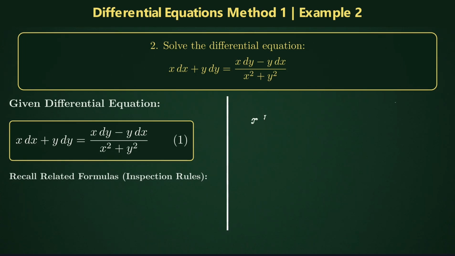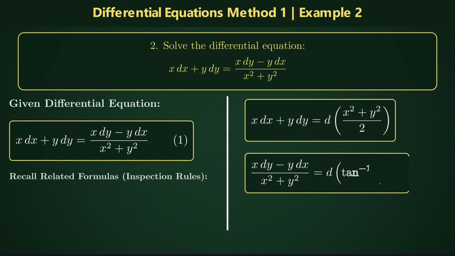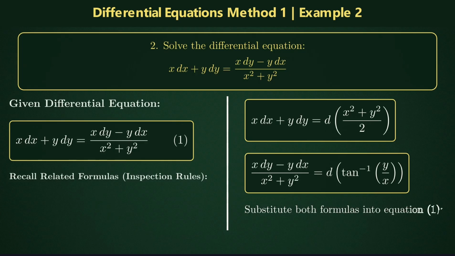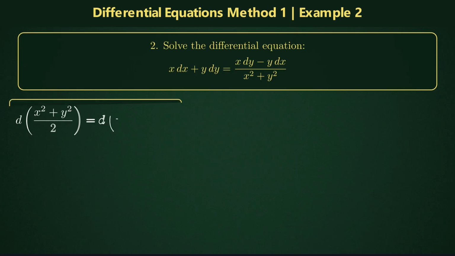First, the sum x dx plus y dy can be rewritten as the differential of the quantity x squared plus y squared, over 2. Second, the right side is the differential of inverse tangent of y over x. Now, we substitute these two expressions back into equation 1. This gives us the differential of the quantity x squared plus y squared over 2, equals the differential of inverse tangent of y over x.